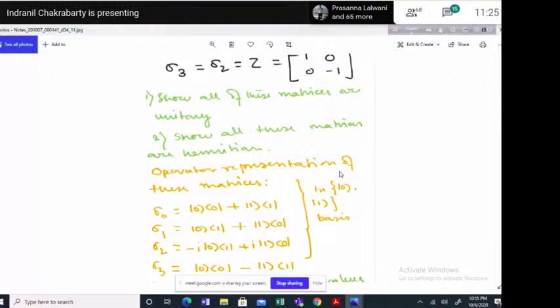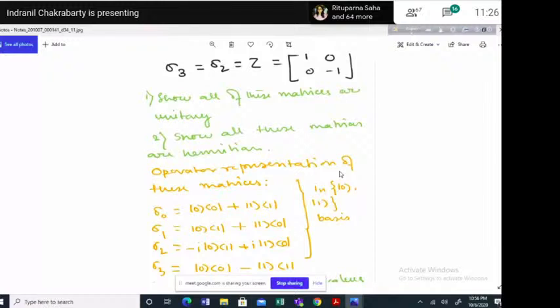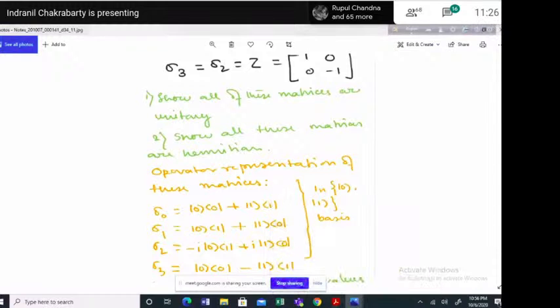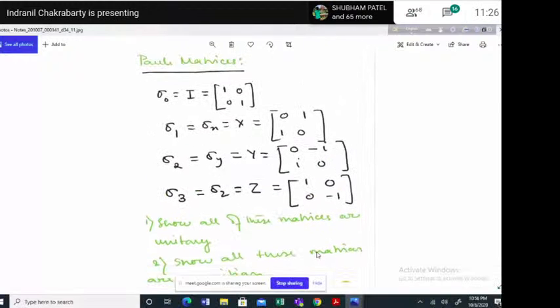I'm asking you, write these operators in terms of the plus minus basis, in matrix representation and also operator representation. Can you write them down? So in terms of the plus minus basis, out of these 4 operators, which 2 operators are diagonal in the 0 1 basis?